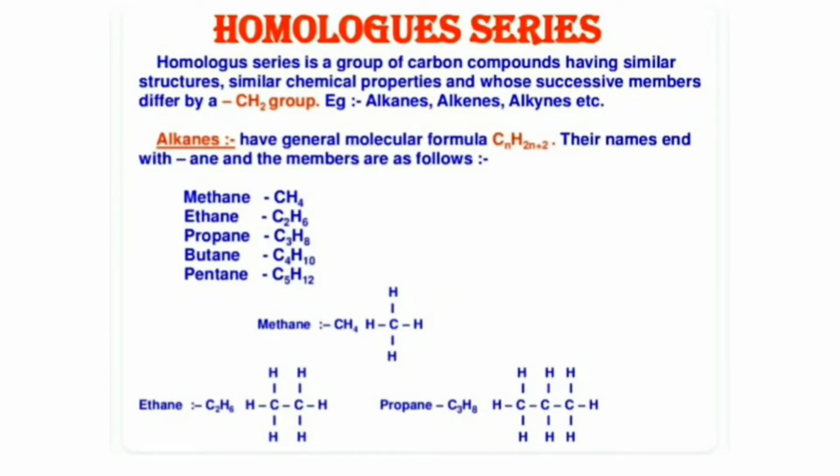Homologous series. Homologous series is a group of carbon compounds having similar structures, similar chemical properties and whose successive members differ by CH2 groups. Example, alkanes, alkenes, alkynes, etc. Alkanes have general molecular formula CnH2n+2. Their names end with ane and members are as follows: methane, ethane, propane, butane, and pentane.